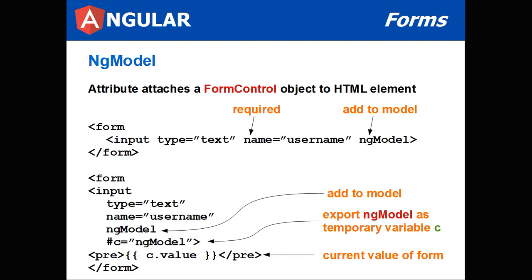Notice the ngModel once again adds to the model. The exportAs ngModel puts the form control in a temporary variable c. I think what we're trying to demonstrate here is a control going into the value c. So in this case here, it should show the username. But in a more complex scenario, you'd see c.value.username if you had, let's say, an embedded object or something.